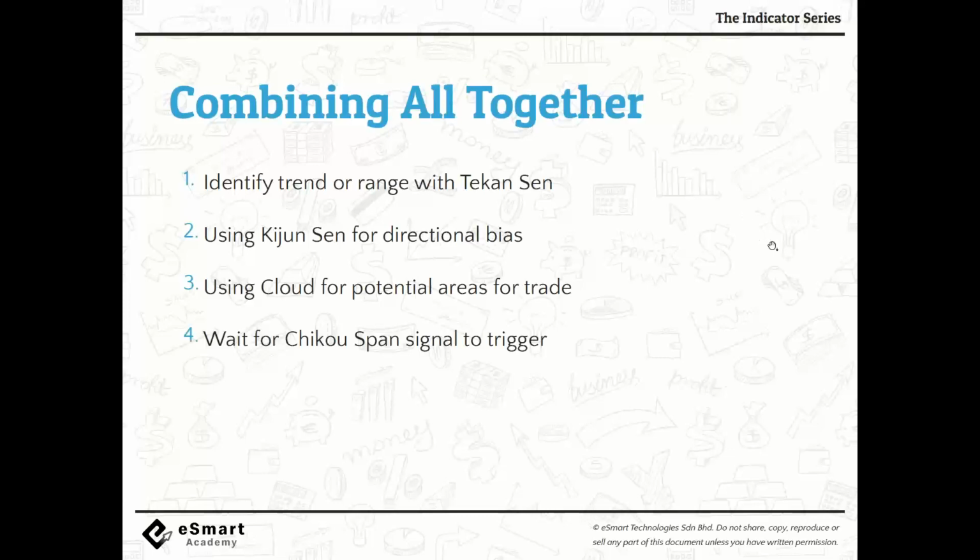And the last one here is you wait for the Chikou Span to give you a signal to trigger your trade and then execute it. So that's where you utilize that Chikou Span. So I hope you can see, when we understand each of these and we combine them, it becomes a complete strategy by itself. And Ichimoku is actually well known for that. Within one indicator, it gives you all the information you need to turn that into a strategy.